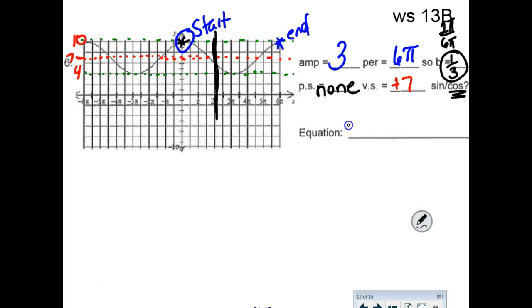All right, here we go. Y equals, it's not reflected this time, 3 cosine of, you can say 1/3 theta. You can get fancy and say theta over 3, and then plus 7. Whew. Lovely. At least it didn't have a phase shift, right? I got one more for you.